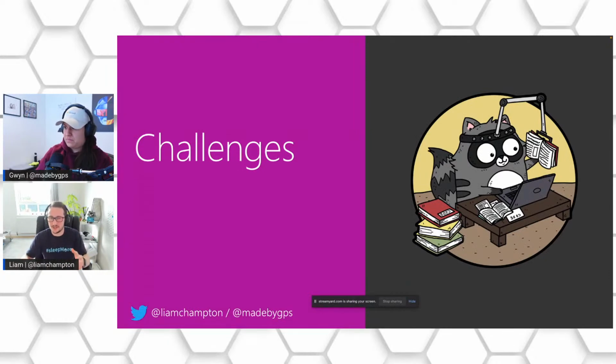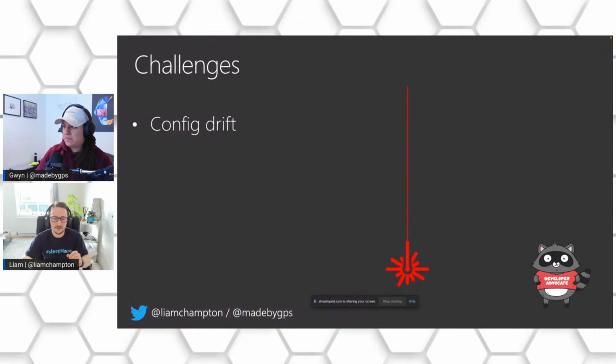So what are some of the challenges that we face with infrastructure as code? Because it's not all roses, I promise. As much as I like to say all the good things, it does have some drawbacks. Config drift is a big one.